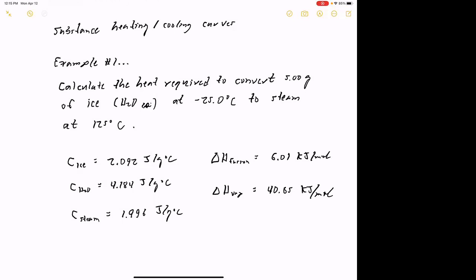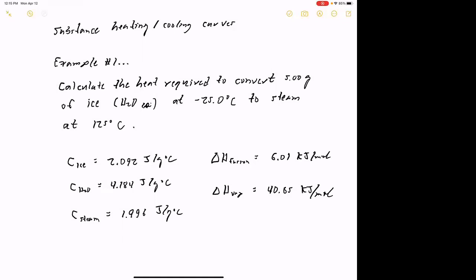Now, if you think about it, all of these steps are endothermic, right? I have to put energy into the ice to heat it up to 0 degrees Celsius. I then have to put heat into that substance to convert it from the solid phase to the liquid phase. Then I still have to put heat into it to warm it up from 0 degrees up to 100 degrees. Then I have to put more heat into it to convert the liquid to the vapor. And then I have to put yet more heat into the system to get it to steam at 125 degrees C. So all of these processes are going to be endothermic.